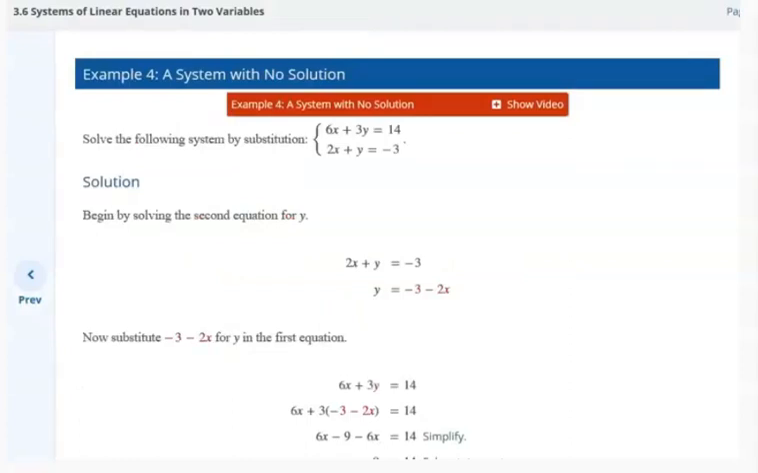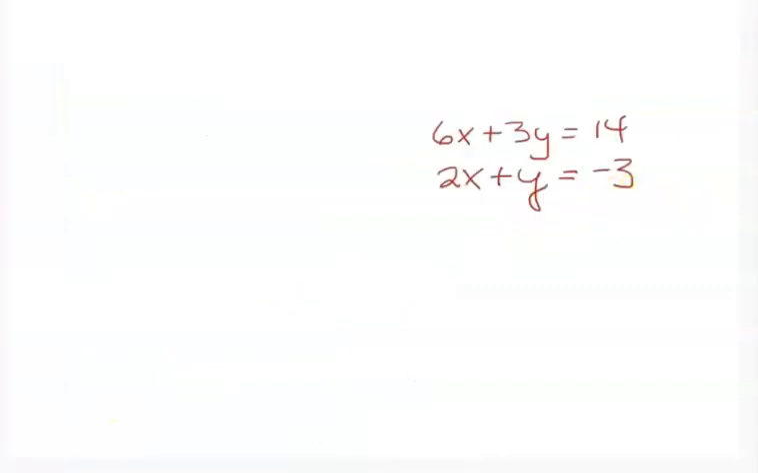Now in example 4, we'd like you to write these down. And they're asking us to solve it by substitution. So I'll work this one out for you too on the whiteboard. So we have this equation in standard form. This one's in standard form, but if I solve for y, again, bringing over my negative 2x, the 2x becomes a negative 2x minus 3.